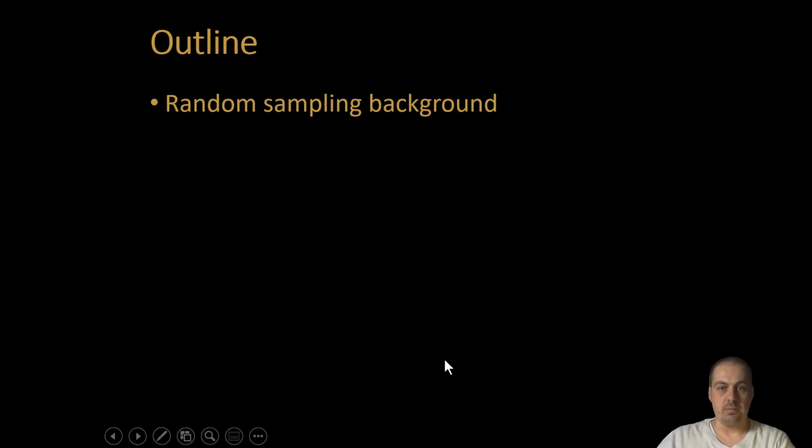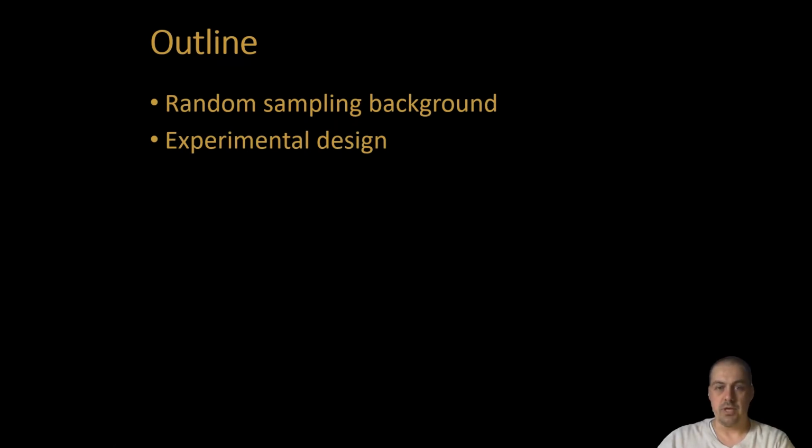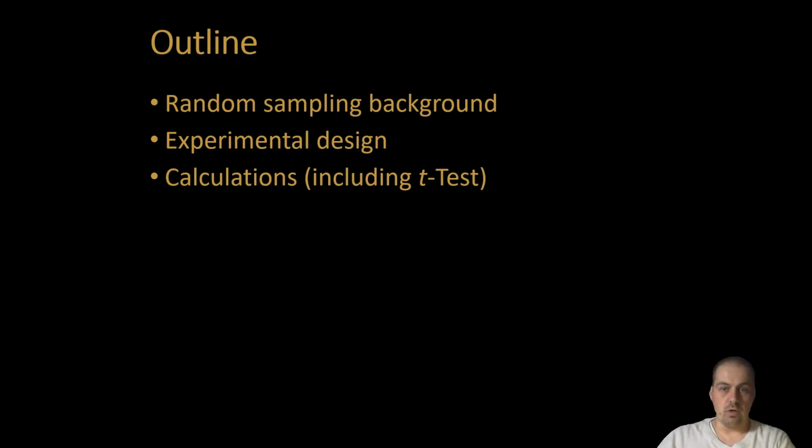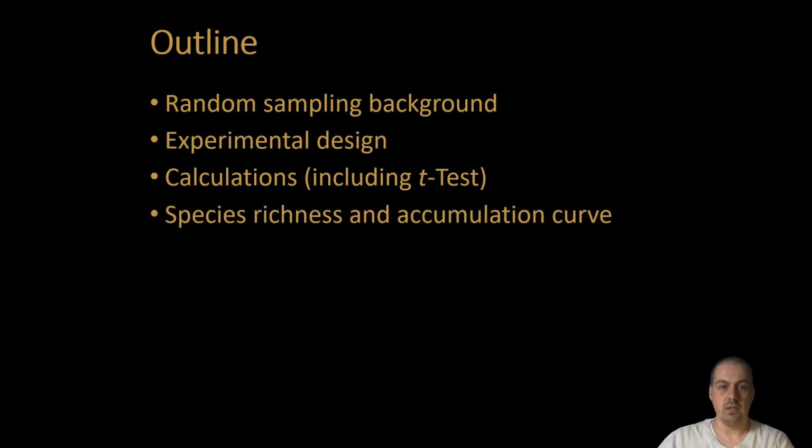So here's an outline of what I'm going to talk about in this video. I'm going to start with the random sampling background, and this will include a little example. Then I'm going to talk about the experimental setup for this specific lab. I'm going to run through the calculations using some made-up numbers, and this includes the t-test. Then we're going to talk about species richness and accumulation and how to make those graphs. And then finally, the scientific write-up.